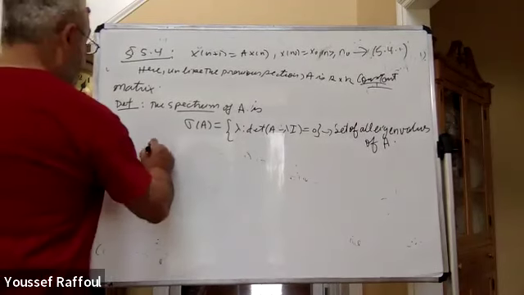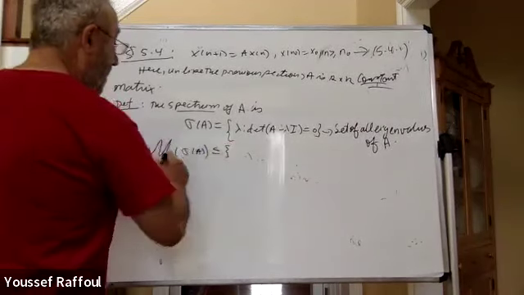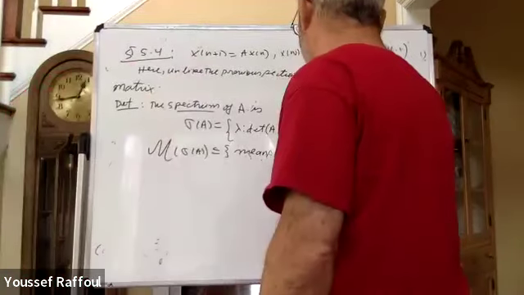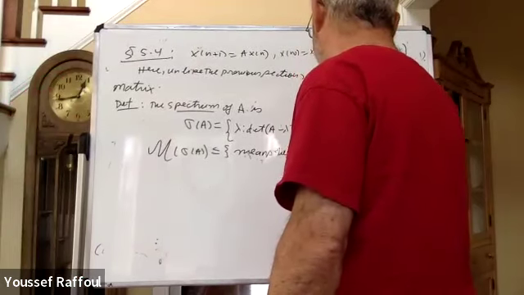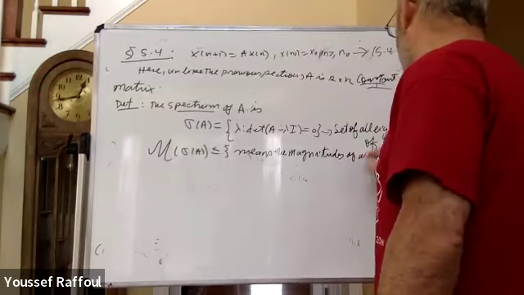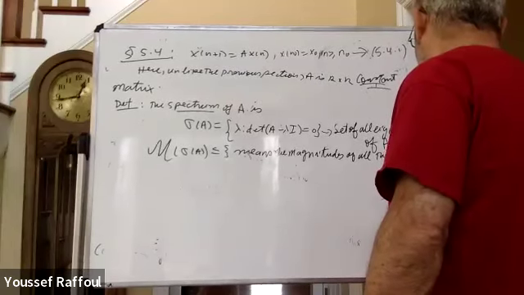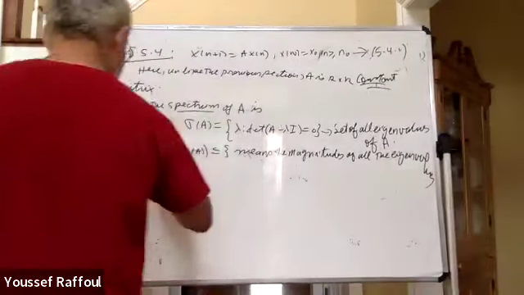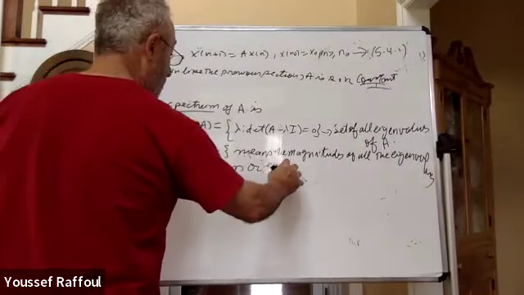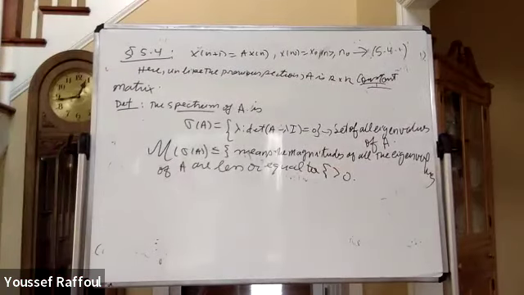And then we're going to denote by sigma(A) less than or equal to C that the magnitudes of all the eigenvalues of A are less or equal to C, which is positive. Okay?